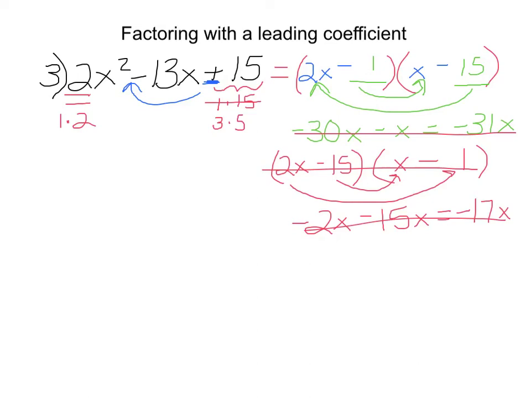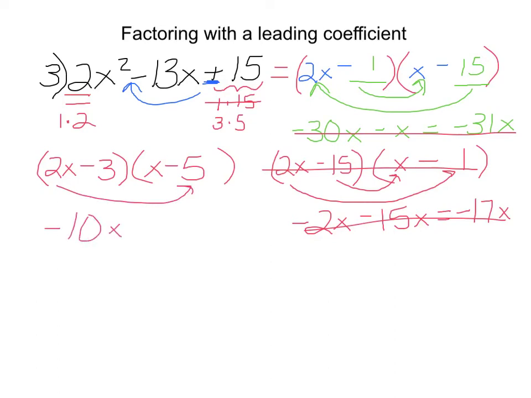All right, so keep going. We're not going to give up. We're going to persevere. Still, I need a 2x and an x. My signs both have to be negative. So let's try 3 and 5. Okay, so let's check it. So negative 10x minus 3x gives us negative 13x in the middle. Yay, that's what we wanted.